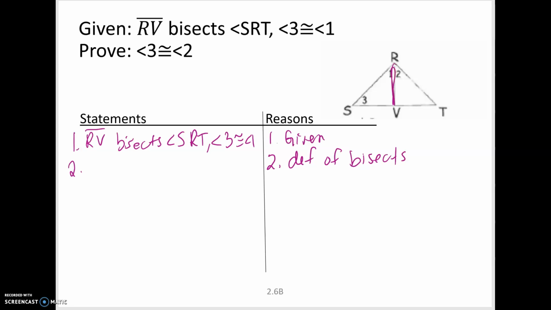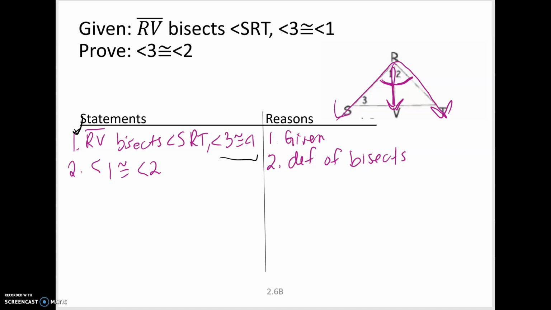So it says RV is bisecting RST. Which angles should be the same size? Remember, bisect is giving me 2 equal parts. So this is going to give me angle 1 is congruent to angle 2. Those pieces right up top, angle 1 and angle 2. Okay, so I used that part of my given.